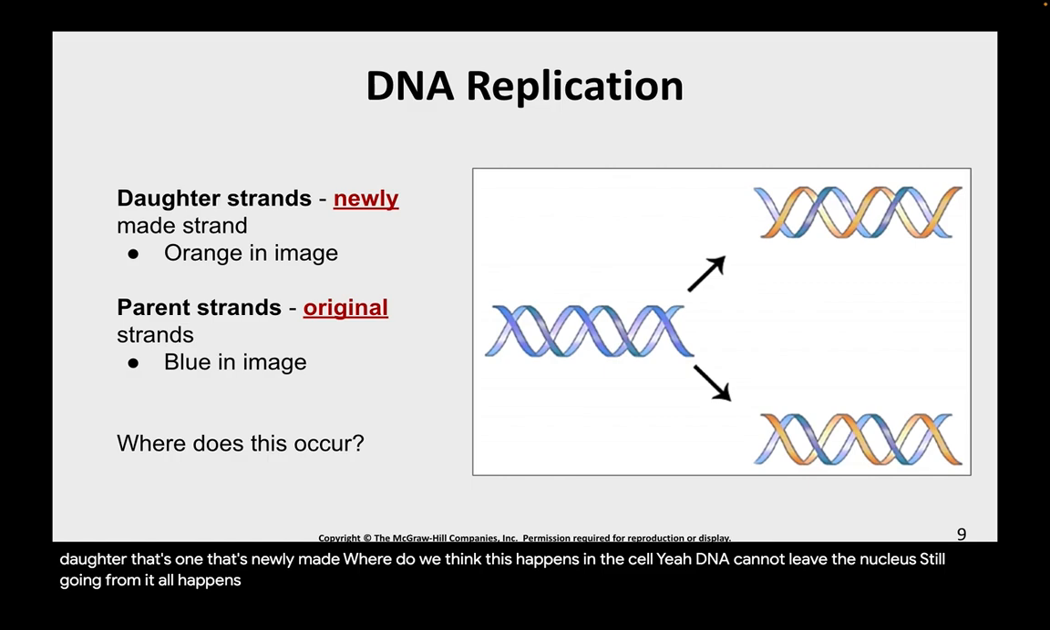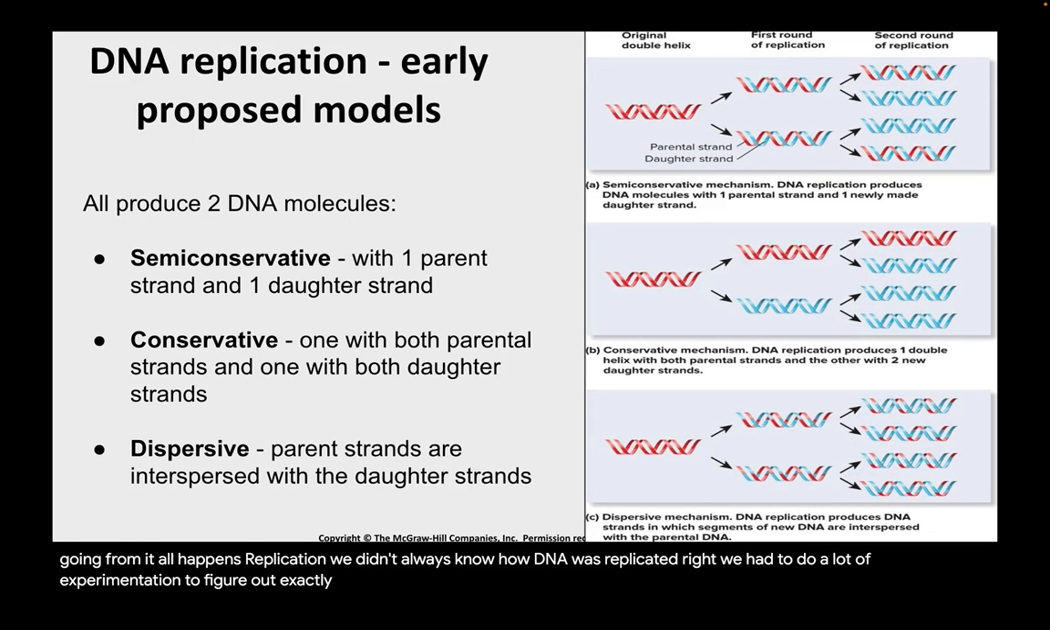All right, so DNA replication. We didn't always know how DNA was replicated. We had to do a lot of experimentation to figure out exactly the method by which this was done. So there are some early proposed models of how DNA was replicated. There were three of them: the semi-conservative, the conservative, and the dispersive.